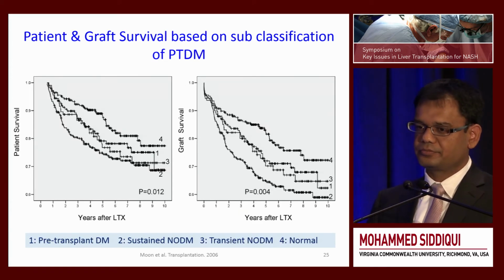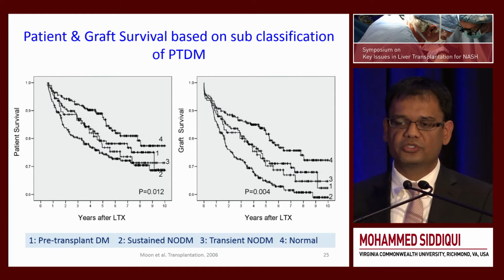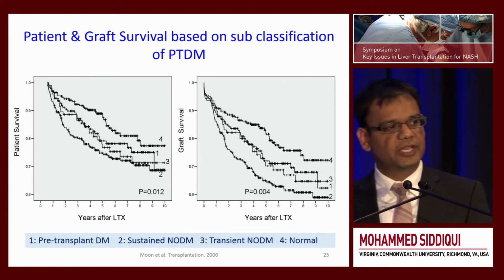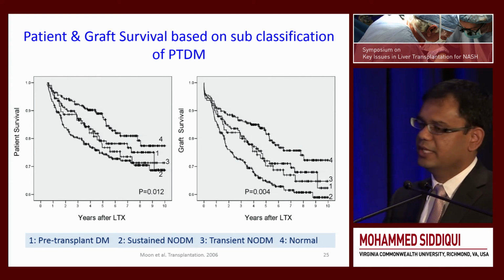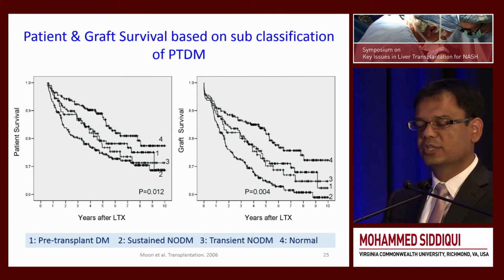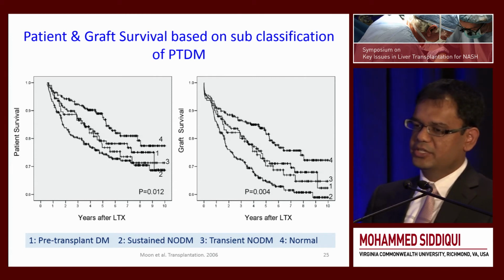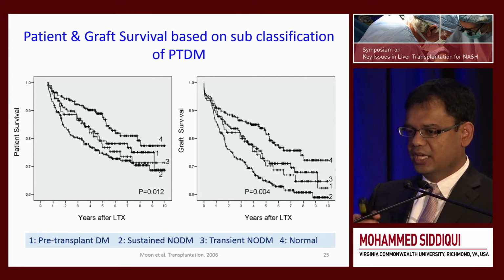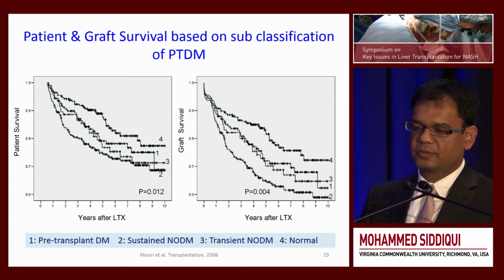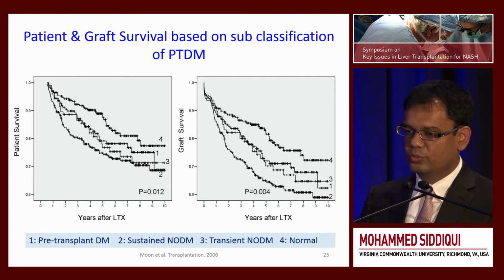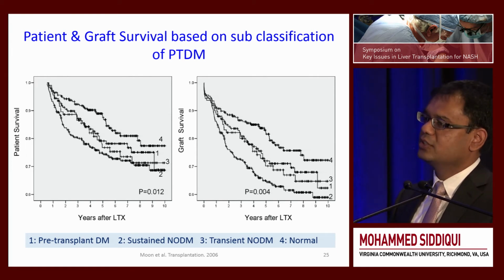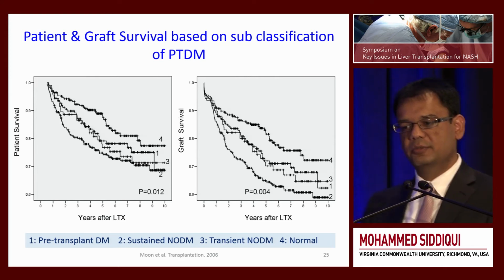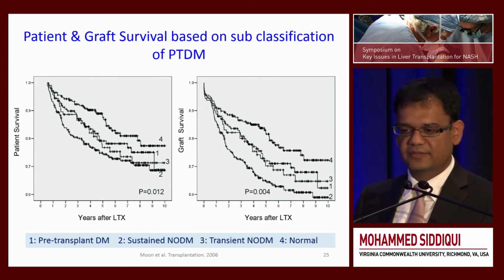tacrolimus, for instance. Now, this shows post-transplant diabetes, and all transplant hepatologists and surgeons are concerned about 2 things: patient survival and graft survival. And this slide shows that patient survival and graft survival is decreased in patients who have underlying diabetes. So the line marked by number 4 is the one that are normal, and then there's various other lines. Line 2 suggests patients who had sustained diabetes after transplant. And it should come as no surprise to any of us that patients who have diabetes don't do as well as patients who do not have diabetes.